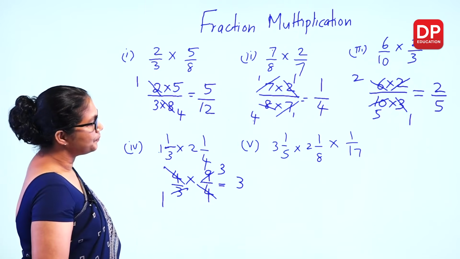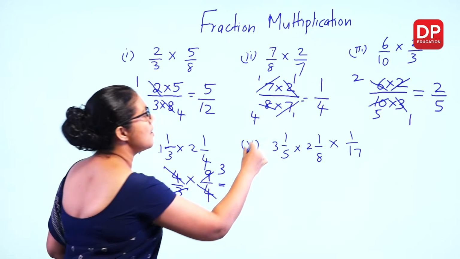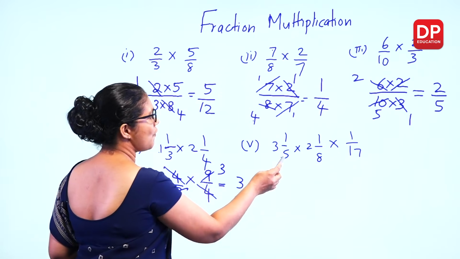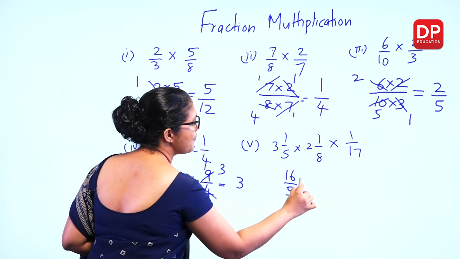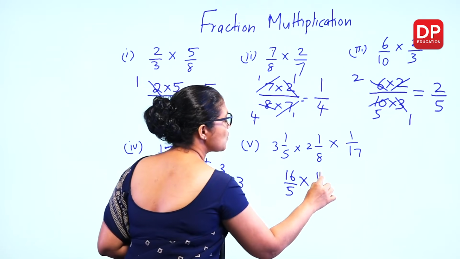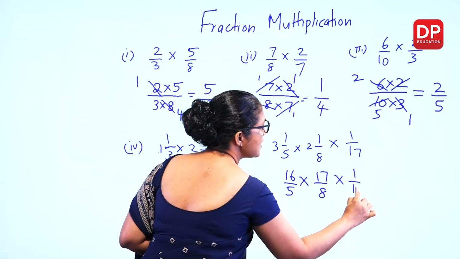Now this one. Again you get mixed numbers and proper fractions. Mixed numbers you have to convert to improper fractions. 5 times 3, 15. 15 plus 1, 16 over 5. Multiplied by 8 times 2, 16. 16 plus 1, 17 over 8. Multiplied by 1 over 17.